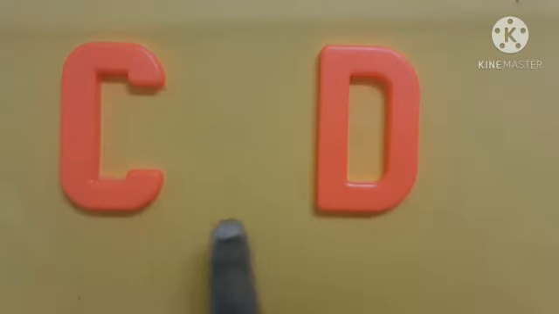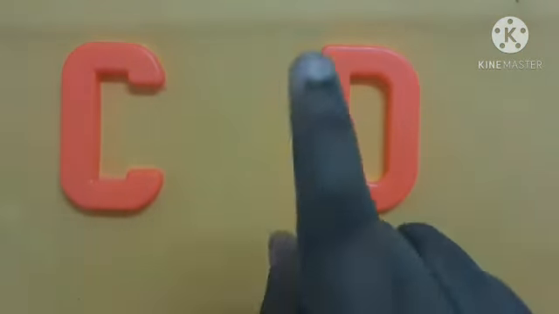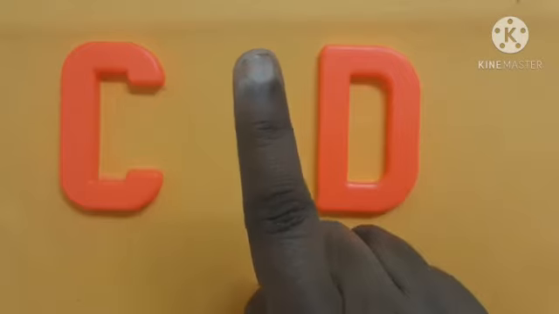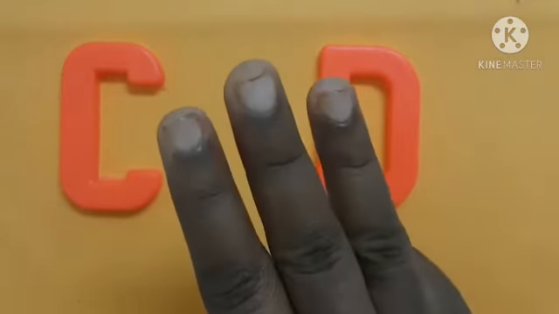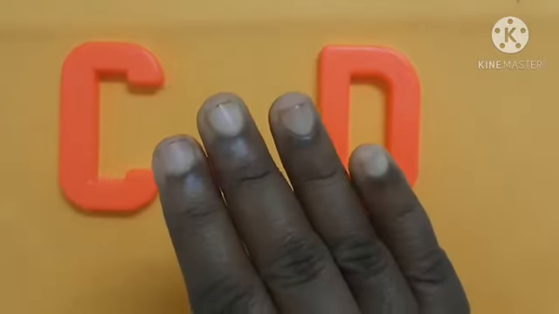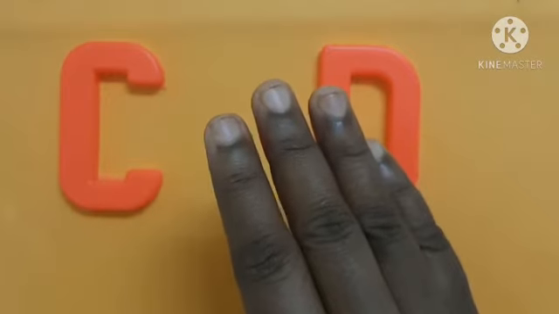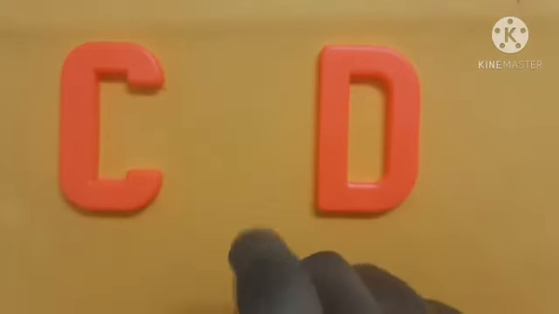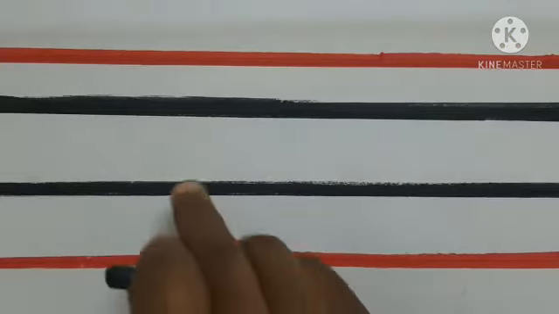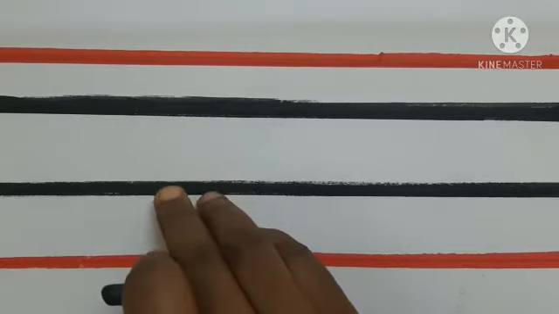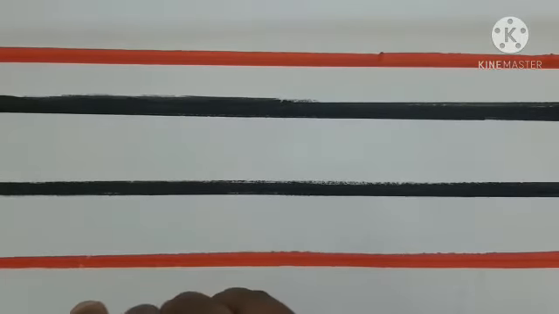C, D. What is the first alphabet, children? A. A, then B, B then C, C then D. What are the sounds of the letters? A, B, K, D. Children, now we are going to write the C and D letters in the CW.